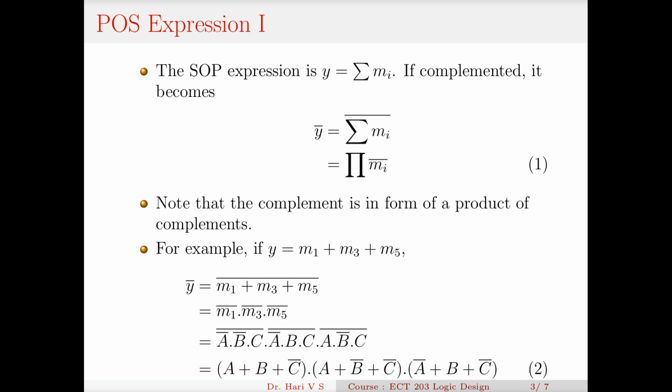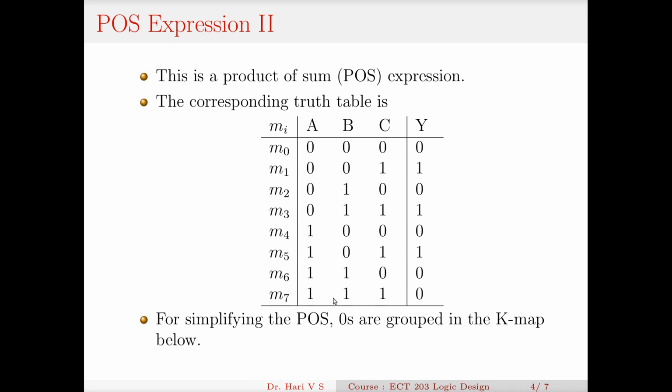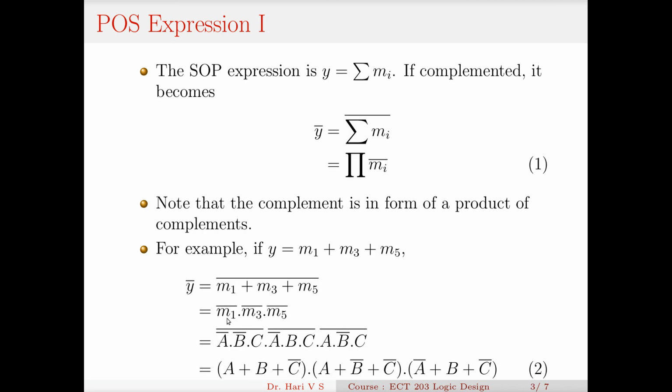Now, the sum of product expression is of the form y equal to sigma mi. If complemented, it becomes a complement of sigma mi, which becomes a product of mi complement by De Morgan's law. For example, if I have a sum of product expression like y equal to m1 or m3 or m5, let us take the complement of that. It becomes m1 or m3 or m5, all complement, which becomes m1 complement and m3 complement and m5 complement by De Morgan's law. So what is m1, m3, m5?